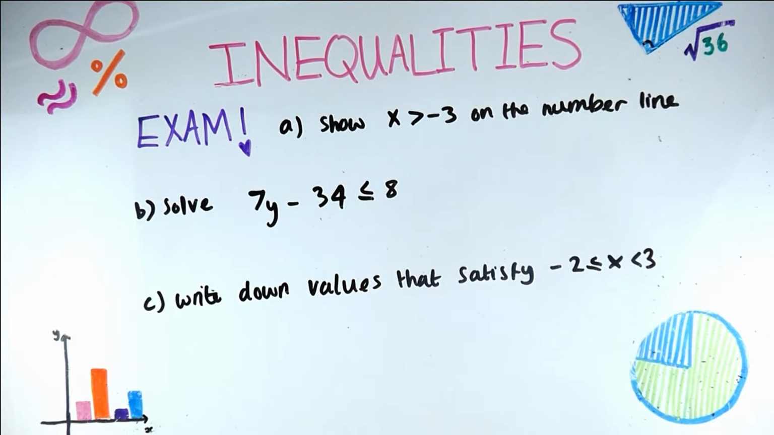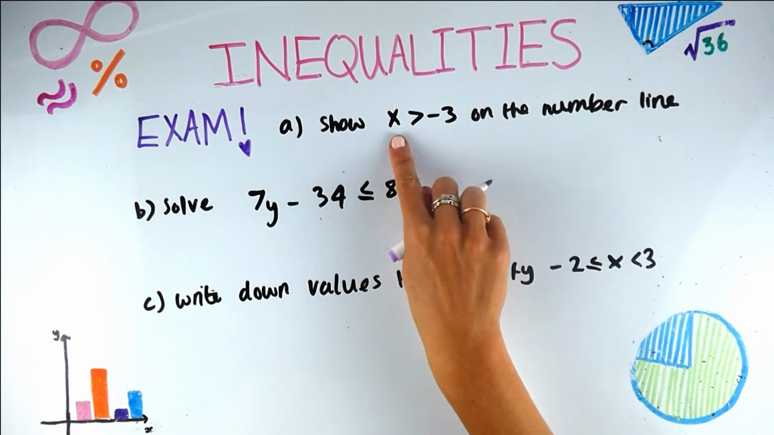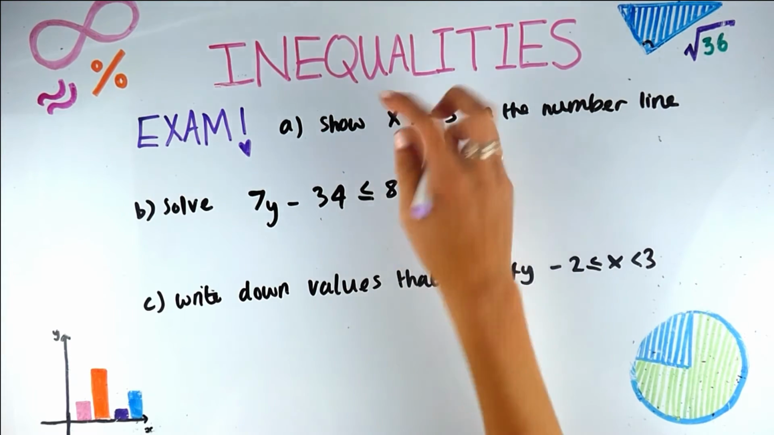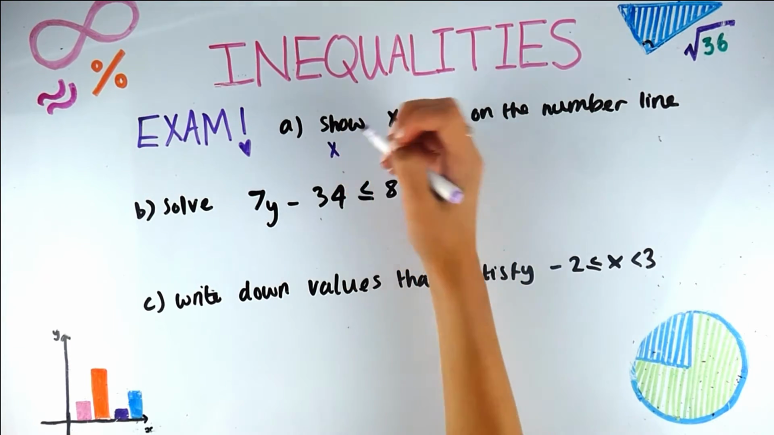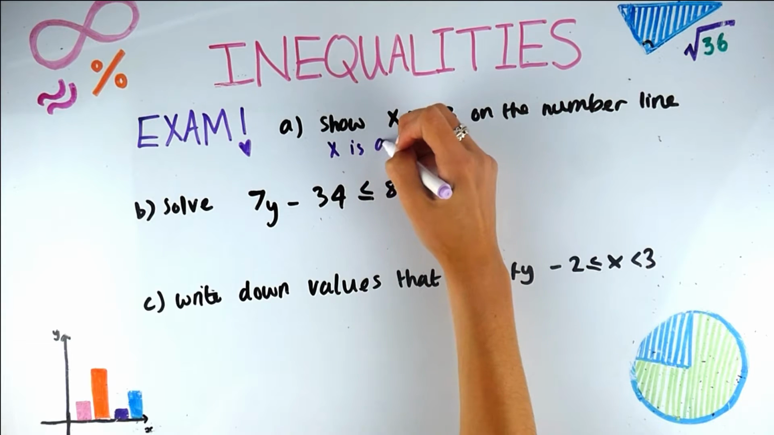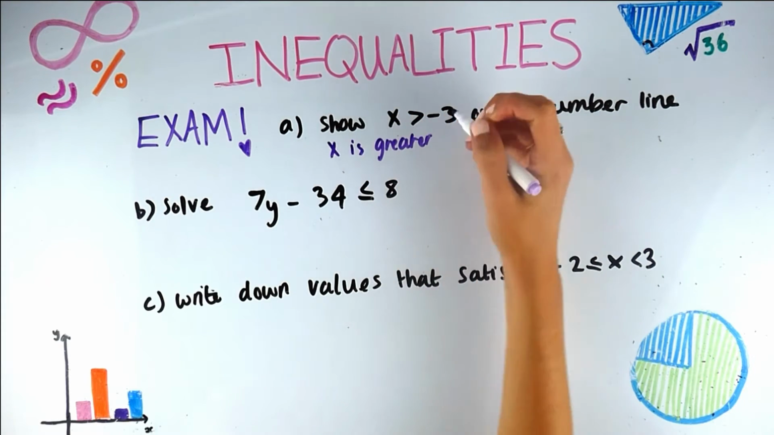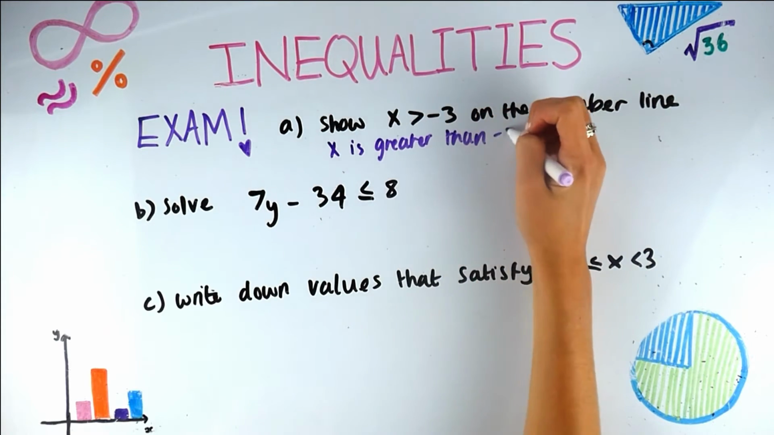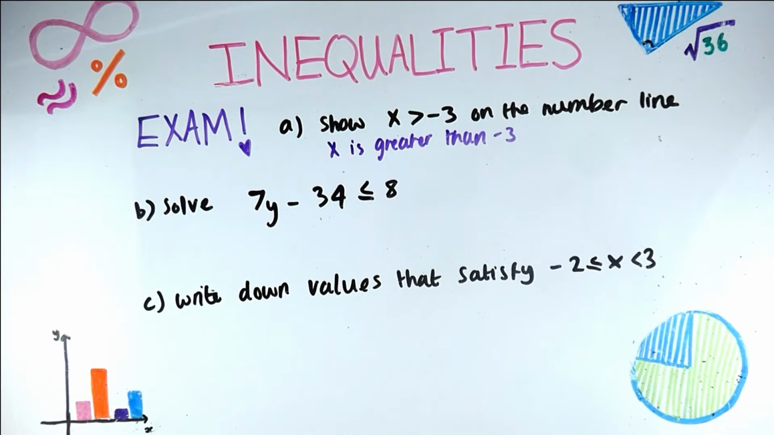Okay, so exam question number 1, part A. Show x is, and then let's think of this in English. x is on the open big side, so this is saying x is greater than minus 3 on the number line. So first thing to do, draw a number line. Okay, so now we need to show it on the number line.